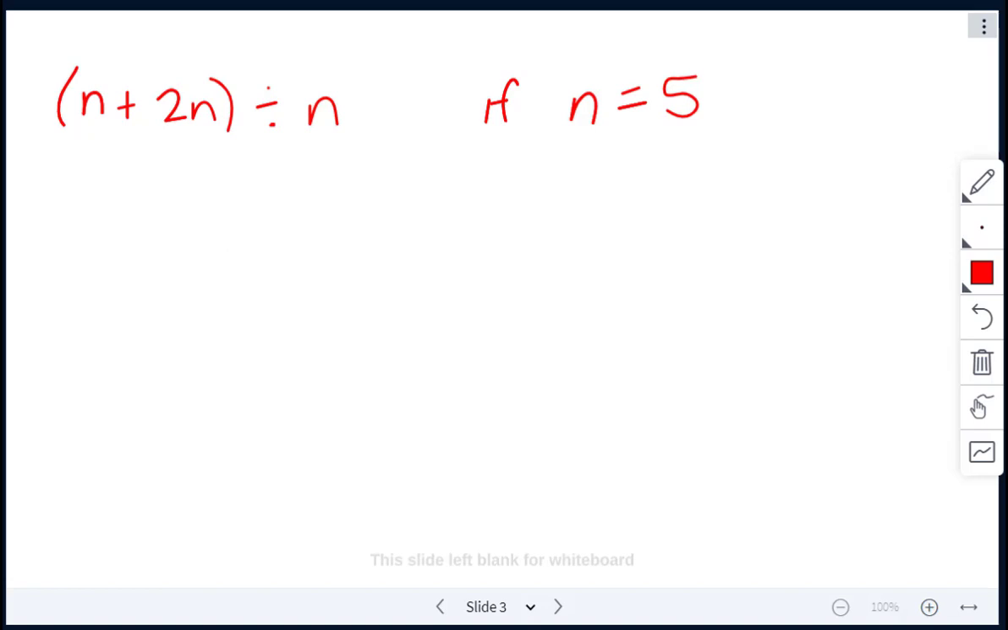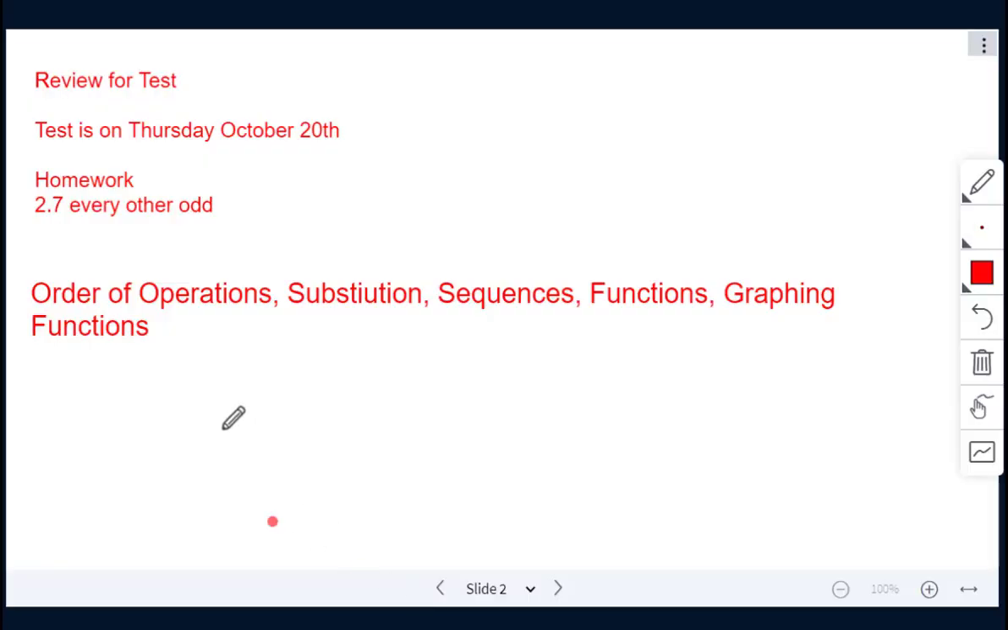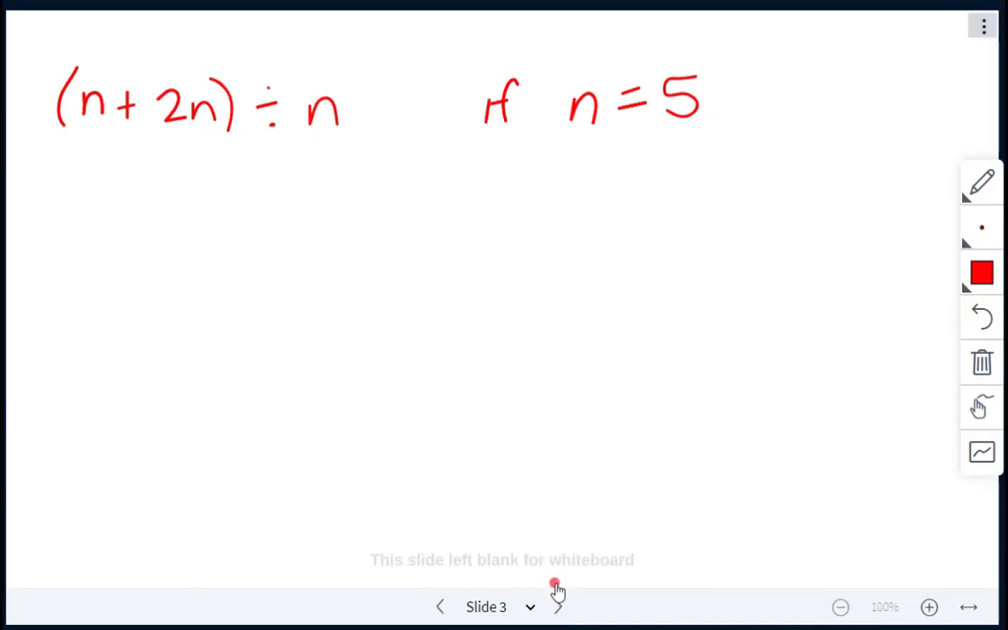All right, so today we are just doing a review lesson because we have a test coming up on Thursday. And the test on Thursday is including everything we've done for number expressions. So BEDMAS, order of operations, substitution, I have it listed here, sequences, functions, and graphing functions. Okay, so that is for Thursday. There is some homework as well. I've put a review homework up there, 2.7. Okay, but let's go through this.